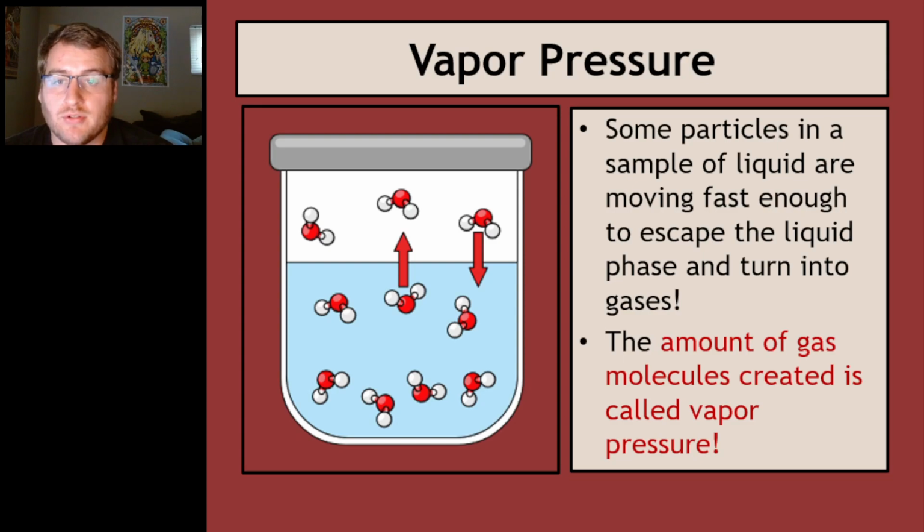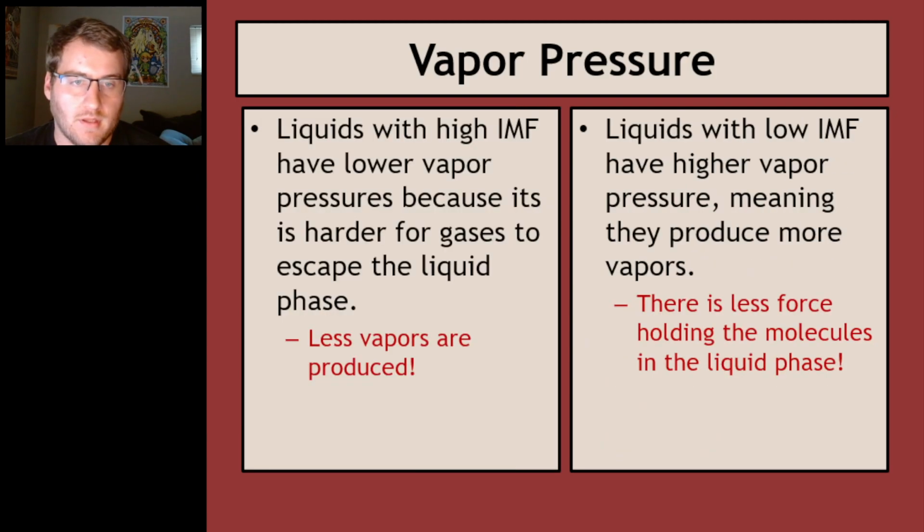So some samples will be really volatile and have a lot of vapors. Some of them won't have that many at all. And it has to do again with intermolecular forces. Liquids with really high intermolecular forces, think about them. They're very strong. You need a lot of energy to overcome those intermolecular forces. And because of that, they make less vapors. They have a lower vapor pressure. So if you have a high intermolecular force, your vapor pressure is low because you're not making very much vapor.